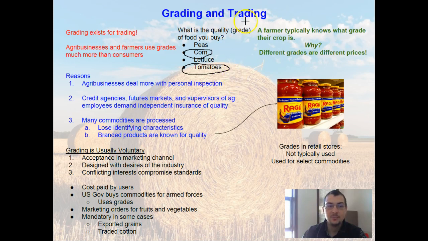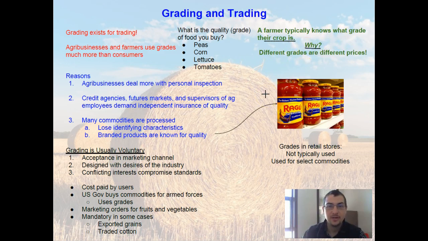Well, at the end of the day, typically the consumer does not really know the quality grade of the food that they're buying, but a farmer typically does. A farmer typically knows what grade their crop is. Why is this the case?